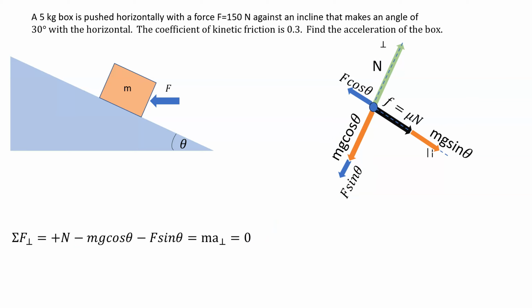Next, sum of the forces in the parallel direction. What does that look like? It looks like all the forces that we've listed in the parallel direction. Notice I put a plus sign in front of things that point up and a minus sign in front of things that point down the ramp. You don't have to do it that way.